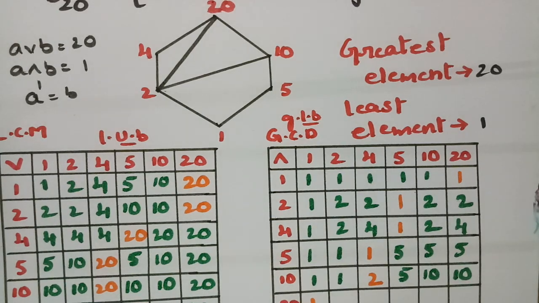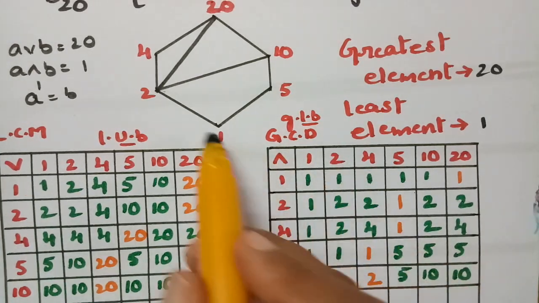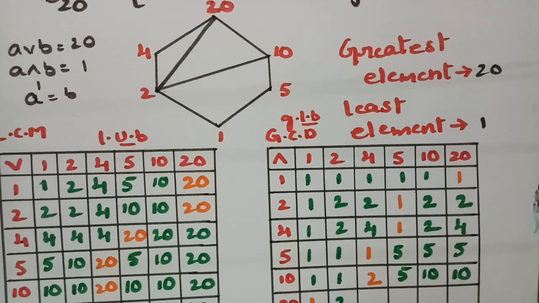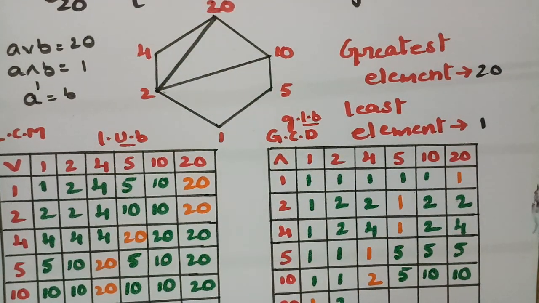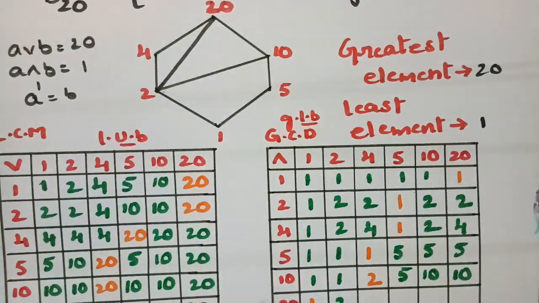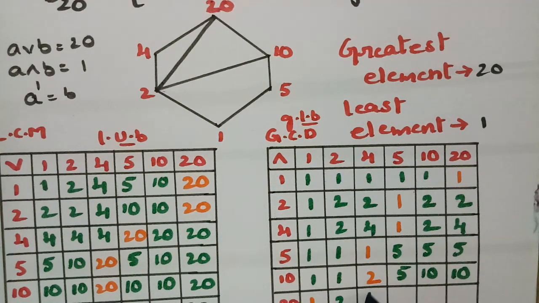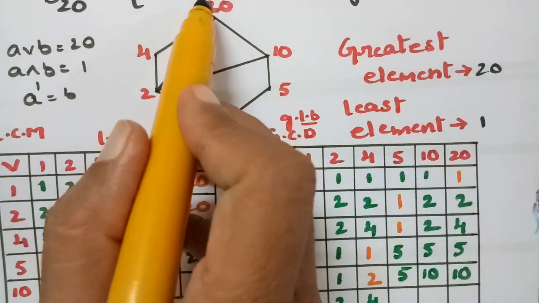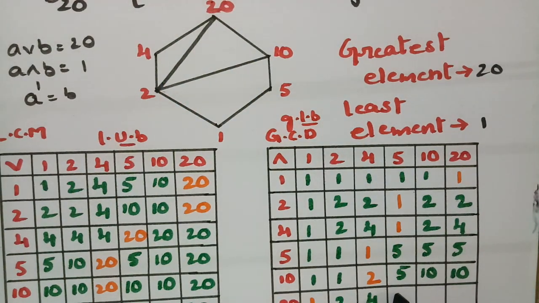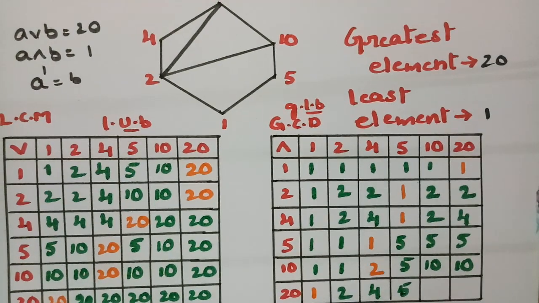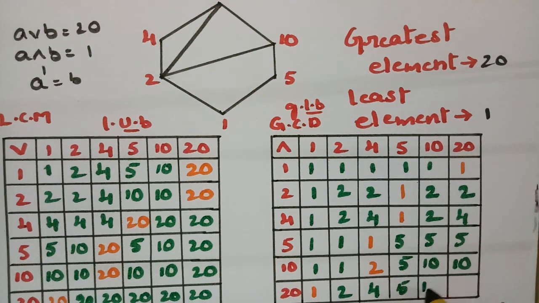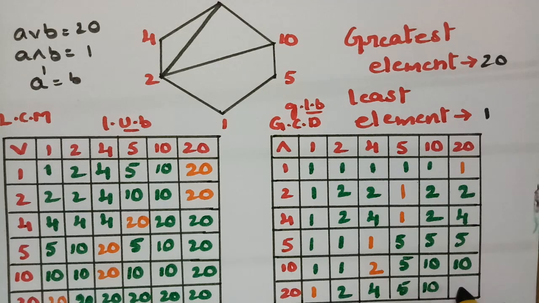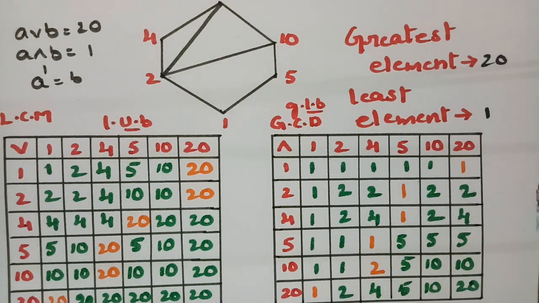And next 22, 22 is the least. And next 20 and 4: among 20 and 4, 4 is the greatest lower bound. Among 20 and 5, 5 is the greatest lower bound. And among 20 and 10, 10 is the greatest lower bound. And 20 and 20, 20 is the lower bound here.